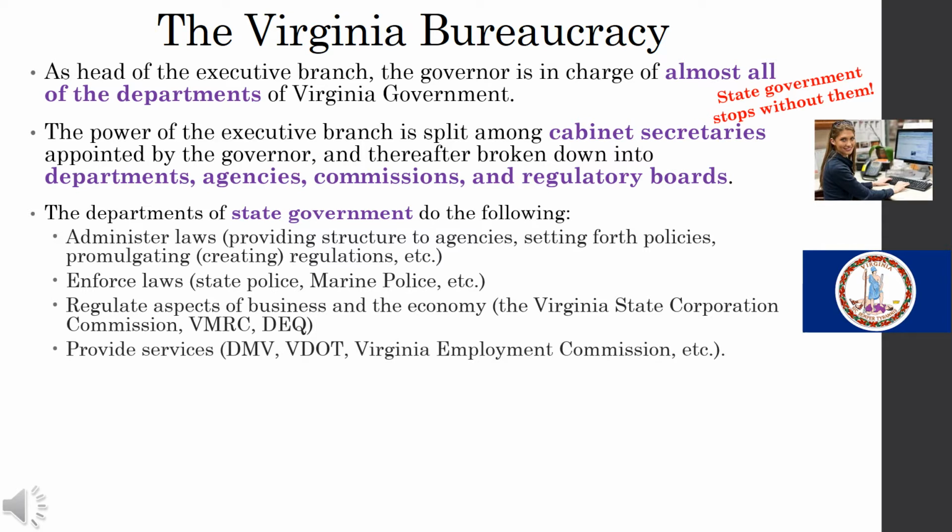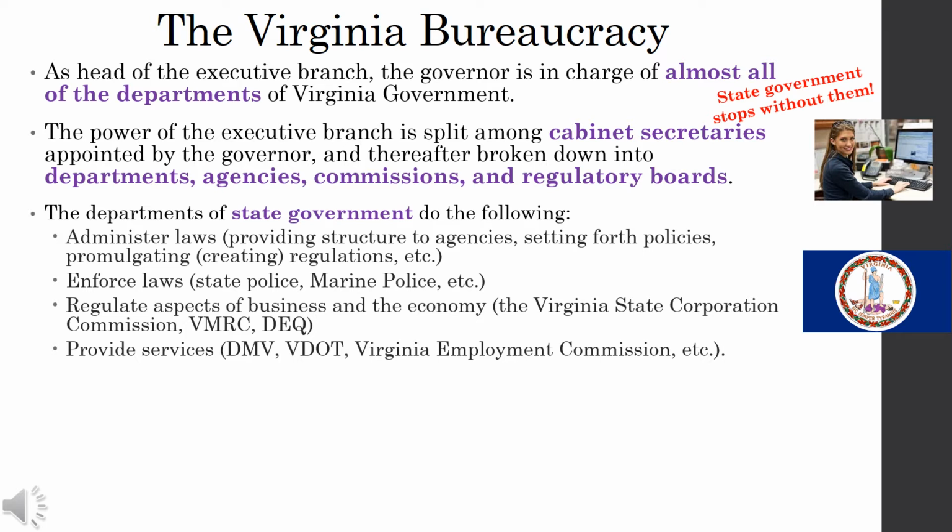The Division of Motor Vehicles licenses you and registers your automobiles. The Virginia Department of Transportation, they build the roads and maintain the roads that we drive on. The Virginia Employment Commission, they take care of us. If we are fired from our own job for no reason of our own, they'll help us get through until we can get to that next job. These are the things that state government does.